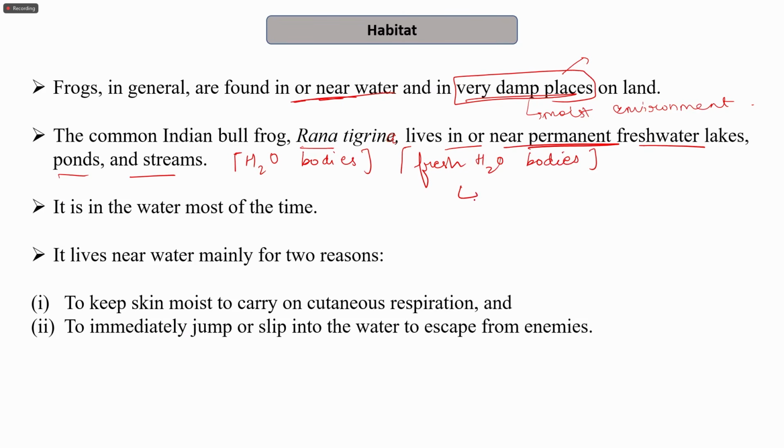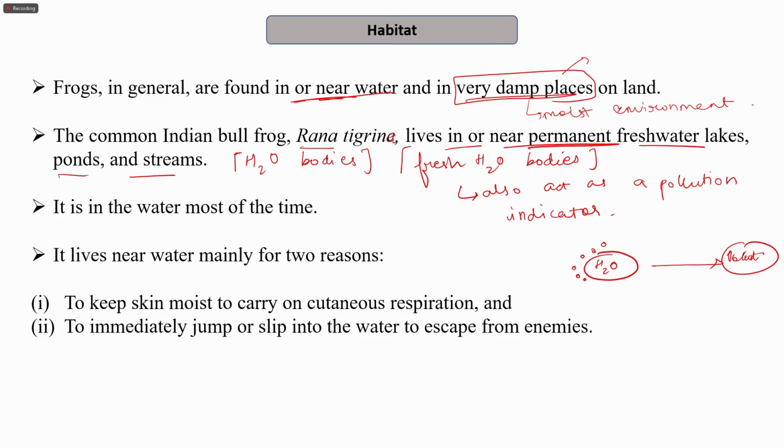So we may say that they may also act as a pollution indicator. How? Suppose at one point of time there is a large number of frogs near a water body, but due to pollution this water gets polluted. So the number will reduce, because the common Indian bullfrog is usually found in or near freshwater lakes, ponds or streams. Therefore they may act as a pollution indicator. Due to pollution, their number will decrease.